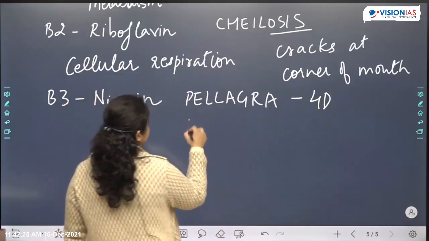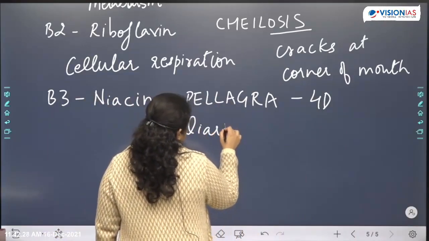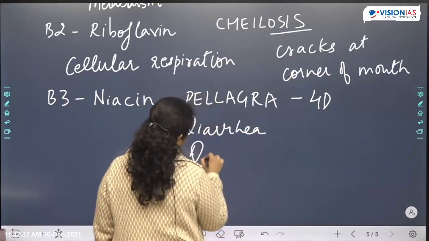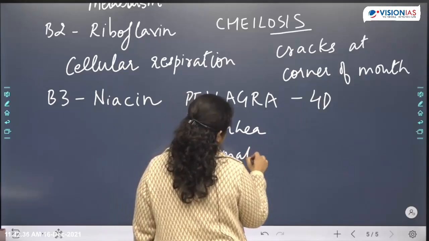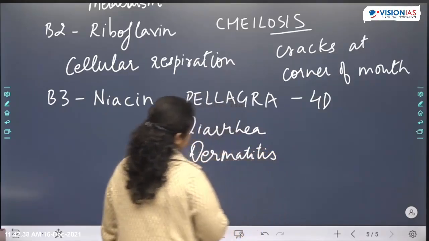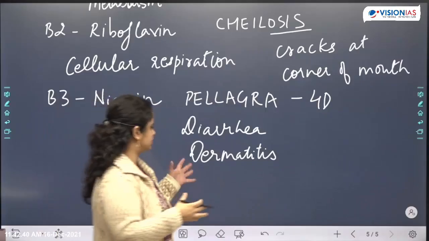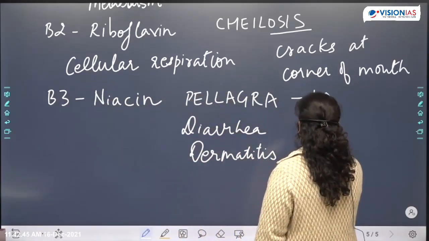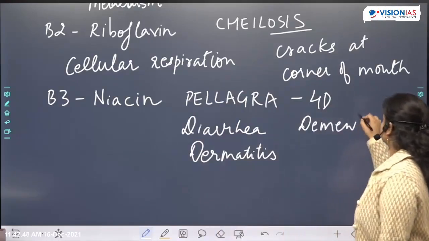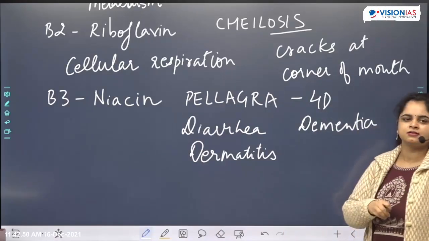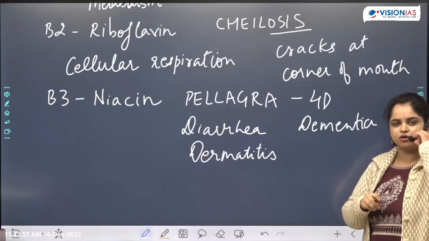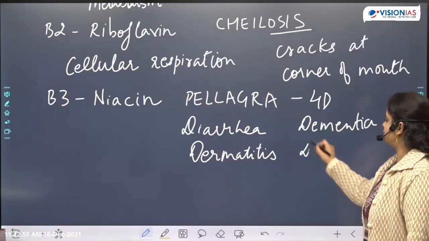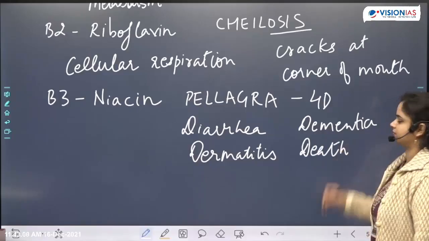So the 4Ds here are diarrhea, dermatitis. Dermatitis is a skin disease, a skin condition. Then dementia, which has something to do with an abnormality in your memory, loss of memory, or that kind of a situation. And of course, then final destination, death.